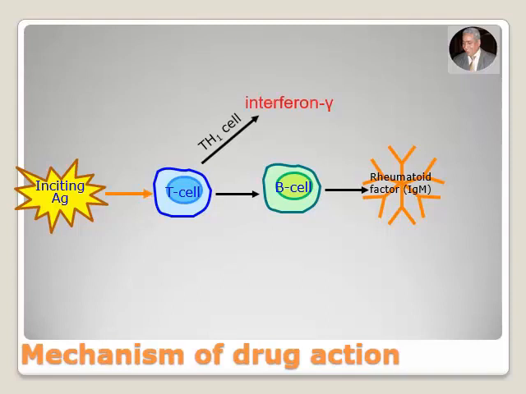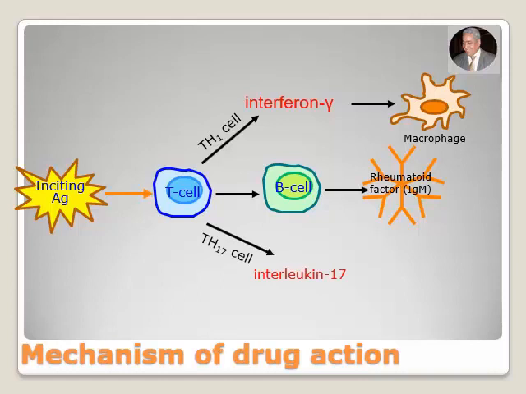One type of the T cells, the T helper 1 cells, releases interferon, of the gamma subtype. This recruits the macrophages. Another type of the T cells, the T helper 17 cells, releases interleukin 17. This recruits the polymorphs and the monocytes.